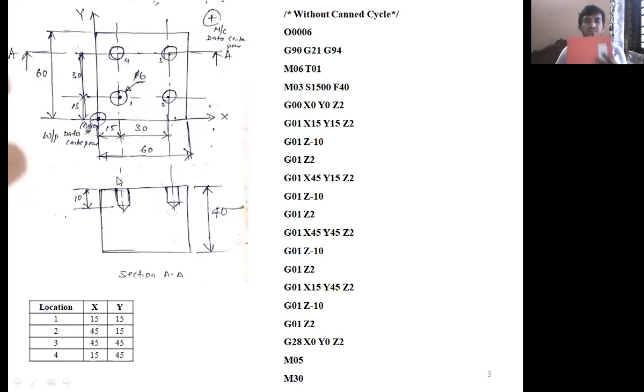Then whenever a problem is given, how do you write the manual part program? First you study the geometry, what type of program it is, then what type of operation it is, a milling or drilling operation. Next, see the dimensions. Then assign the coordinates for each location, right? Once you know the coordinates for each location, then you start writing the program.